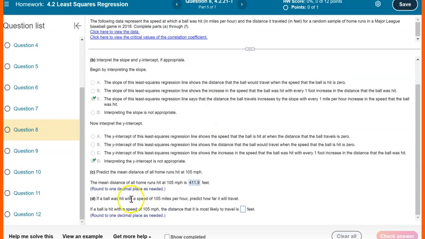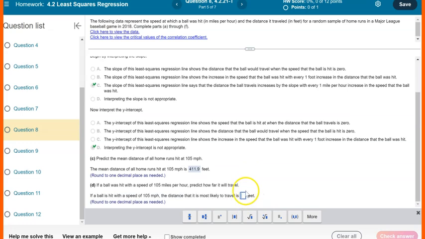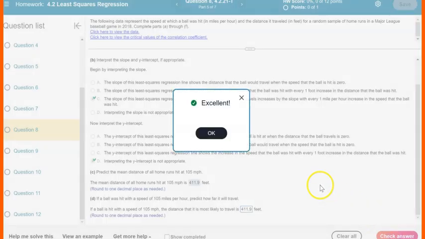Now, if the ball was hit with a speed of 105 miles per hour, predict how far it travels. Another way to see the same question: we predict how far the ball will travel if the speed is 105 miles per hour, and we already have the answer. The ball travels 411.9 feet. That's the answer.